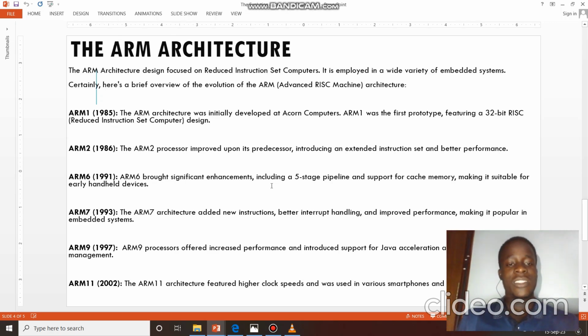Moving on to the ARM architecture, which is a design focused on reduced instruction set computing, employed in a wide variety of tasks. Here's an overview of the evolution of the ARM architecture. The ARM1, introduced in 1985, was a 32-bit RISC machine design. It was initially developed by Acorn Computers.